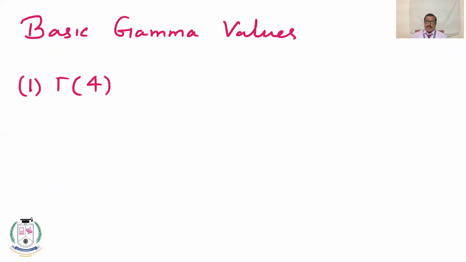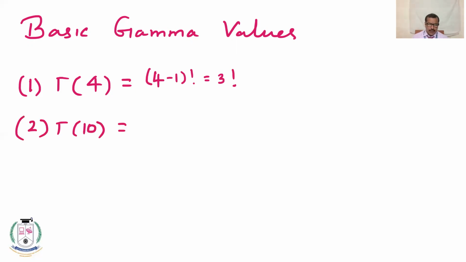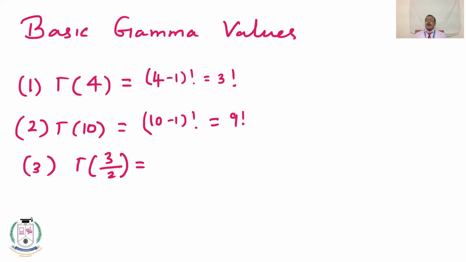Even before general application of those results into problems, we will discuss some basic gamma values. For example, gamma of 4. We know if n is a positive integer, we can directly say it is n minus 1 factorial. So it is 4 minus 1, which is 3 factorial. Same way, gamma of 10. Yes, it is 9 factorial. How to calculate gamma of 3 by 2?